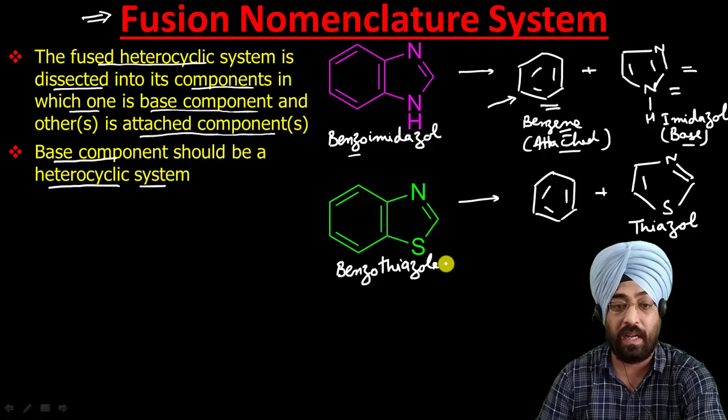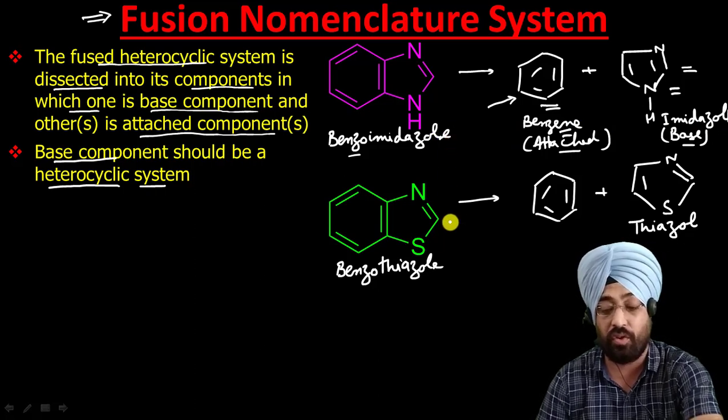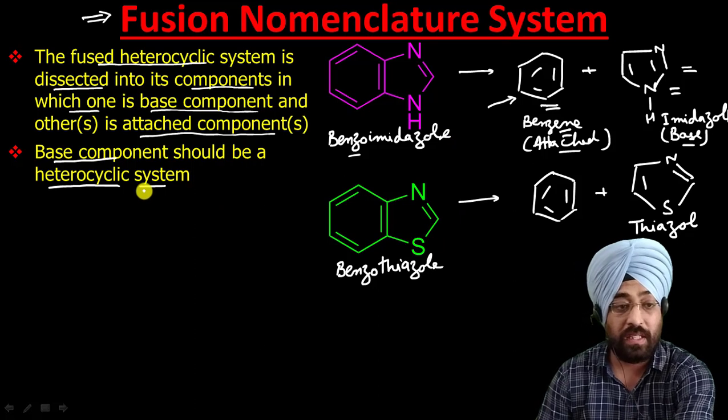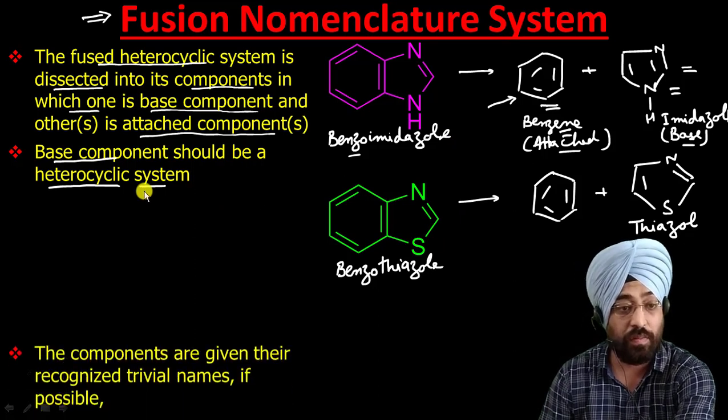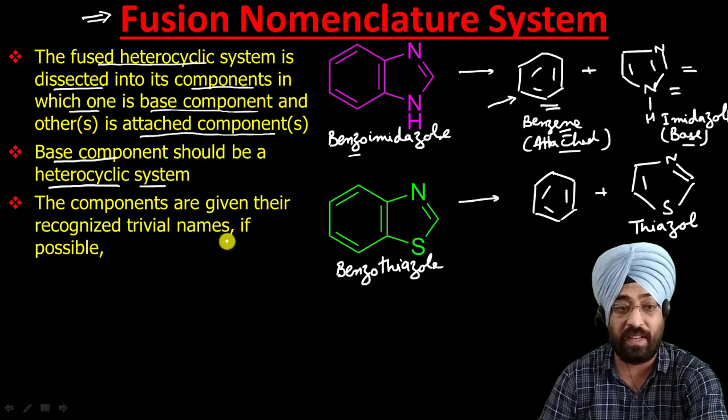So those are the names for these compounds: benzimidazole and benzothiazole. Now the system which is heterocyclic has to be the base component. Next, the components which we have dissected.